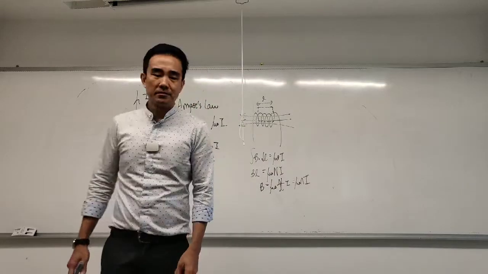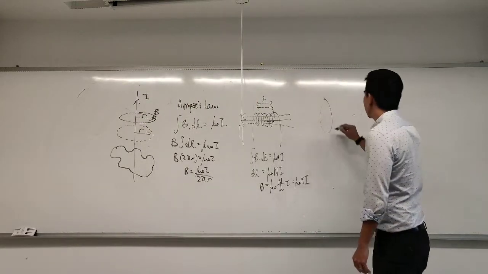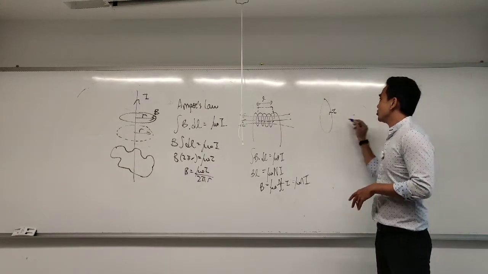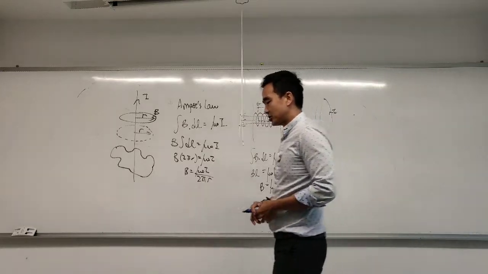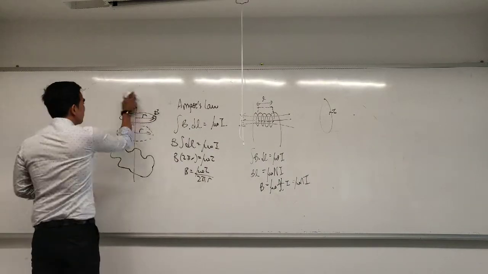There is a problem though. Say for example, if we are going to talk about the field over here due to this current, there's no way you can find an Ampere loop where the field is constant. It's just not possible. So we have to fall back on something more general than Ampere's law, which is what we call the Biot-Savart law.